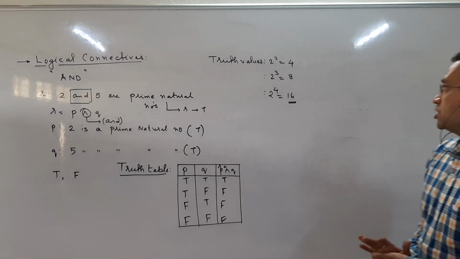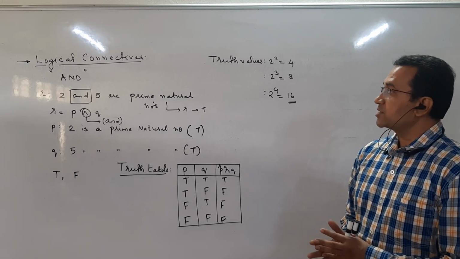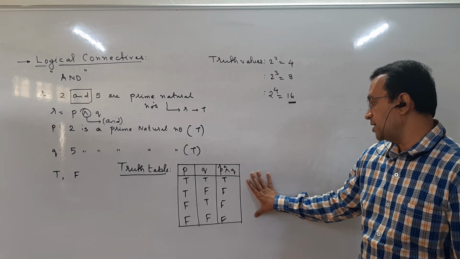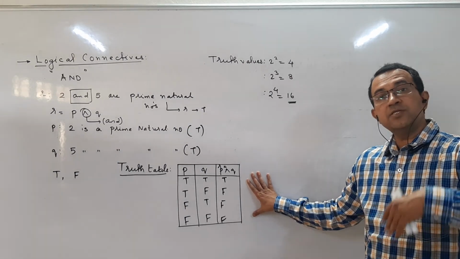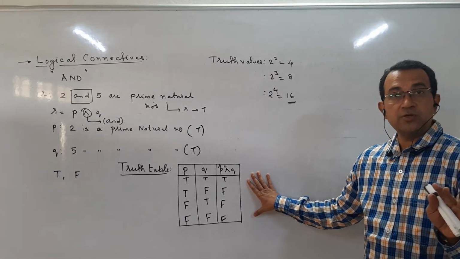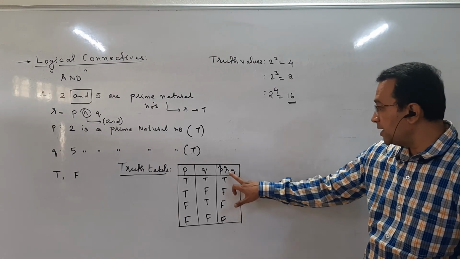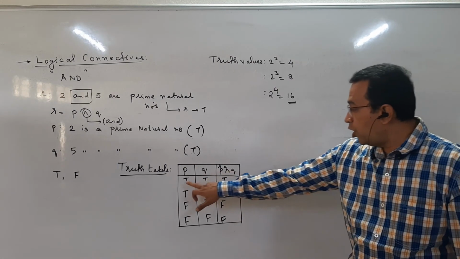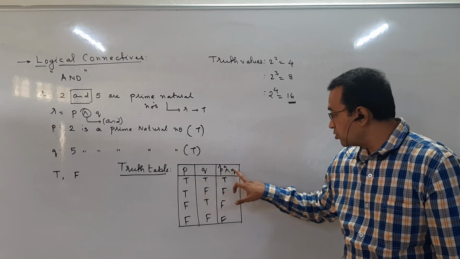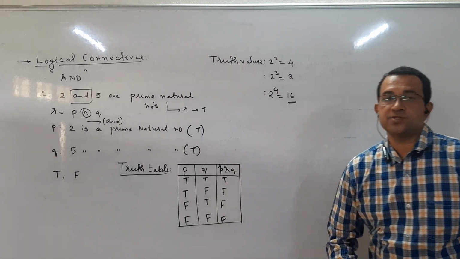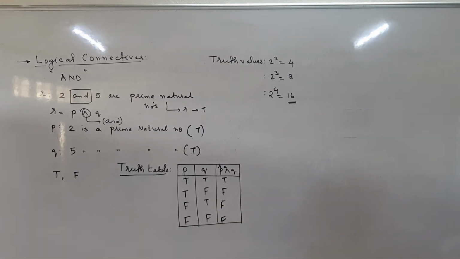So logical connectives are basically two. First is AND, second is OR. This truth table is very important. Write this in your textbook. In the textbook they have given this in words, but rather than remembering in words, it is easy to remember in the form of a table. In AND, if all the component statements are true, then only the compound statement is true. In all remaining cases, the compound statement is false.